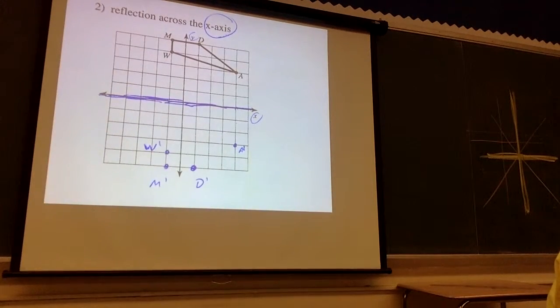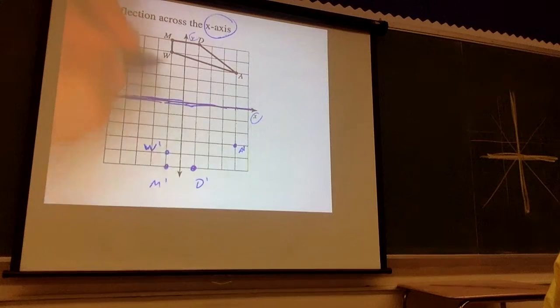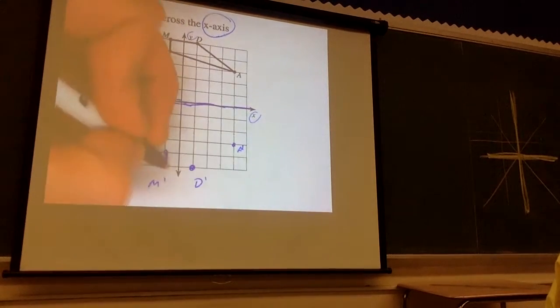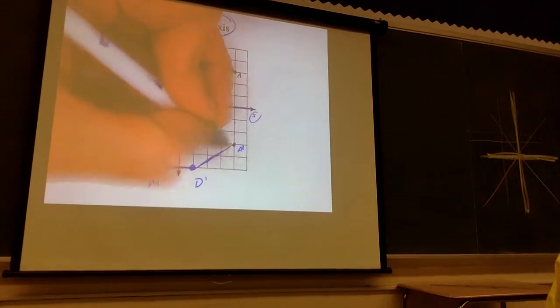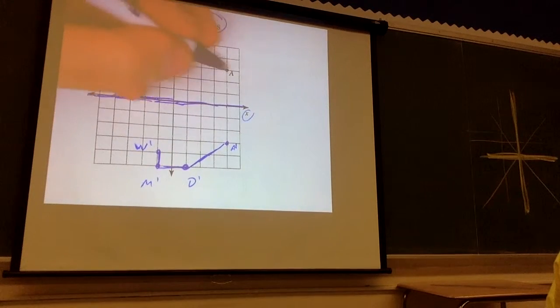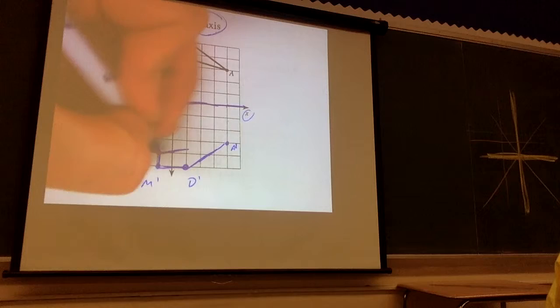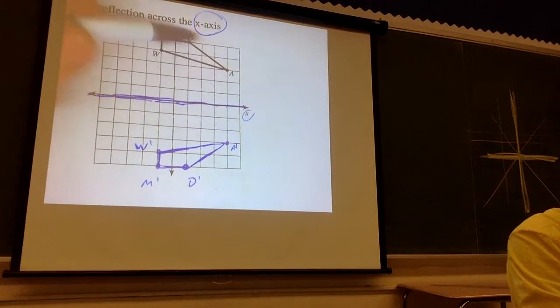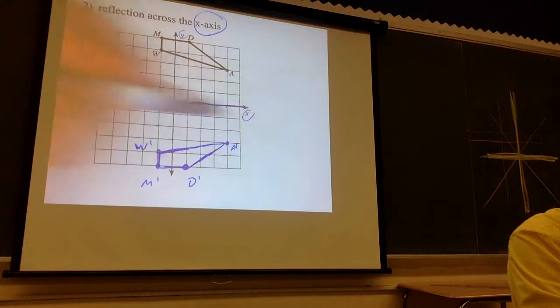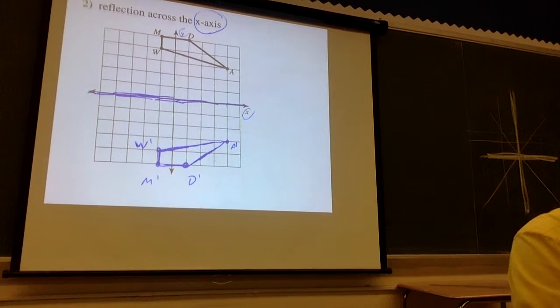W prime. Finally, I'll make sure M with W, M with D, D with A, to make these lines, and then W with A, W prime to A prime. And there we go. I have a reflection of ADMW over the x-axis. Now we're going to start to get a little bit trickier.